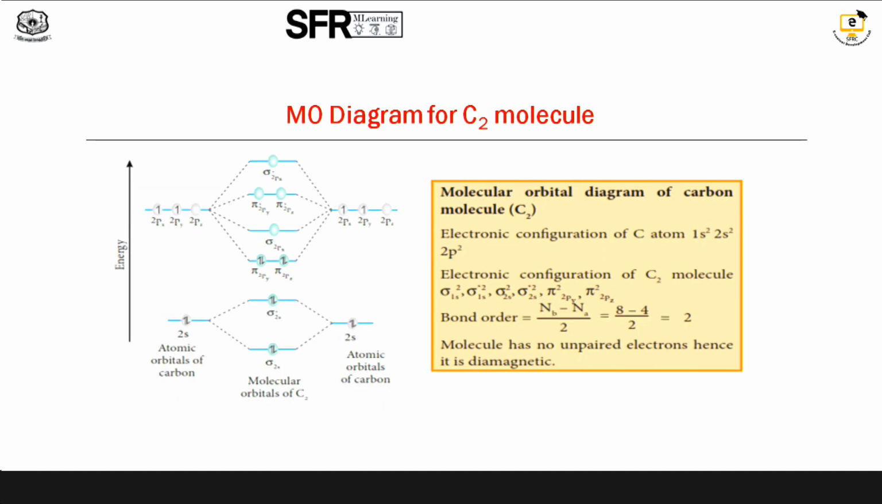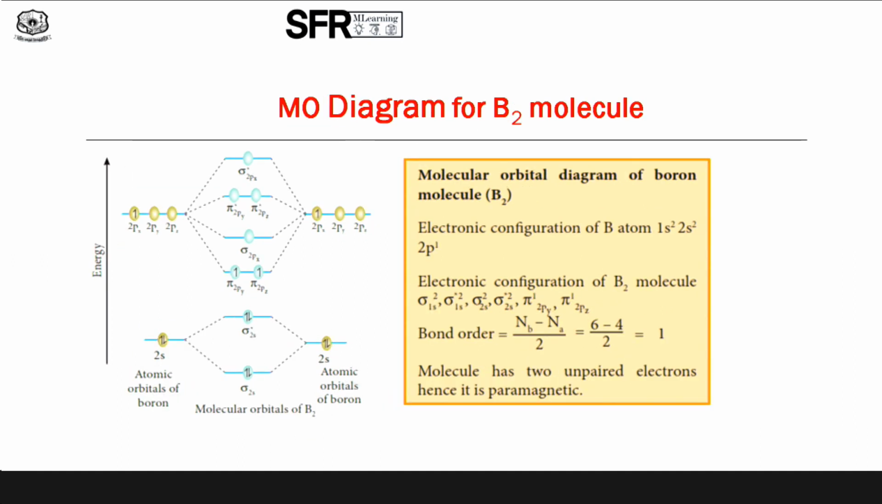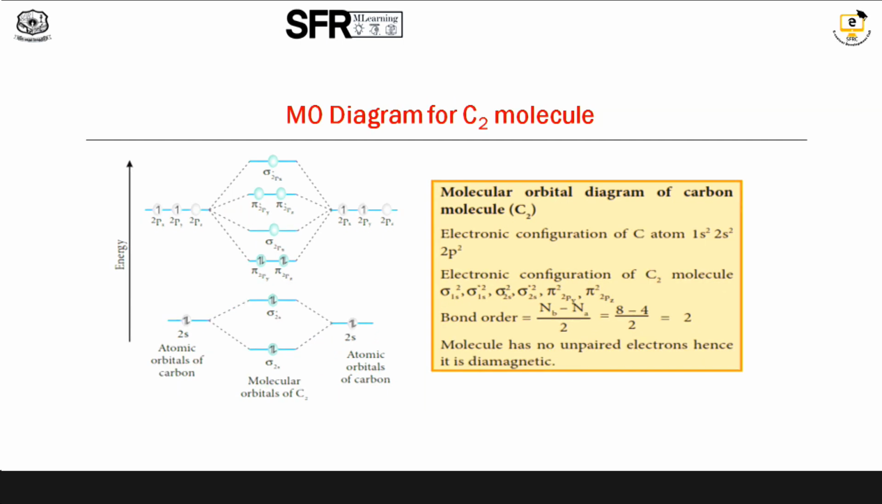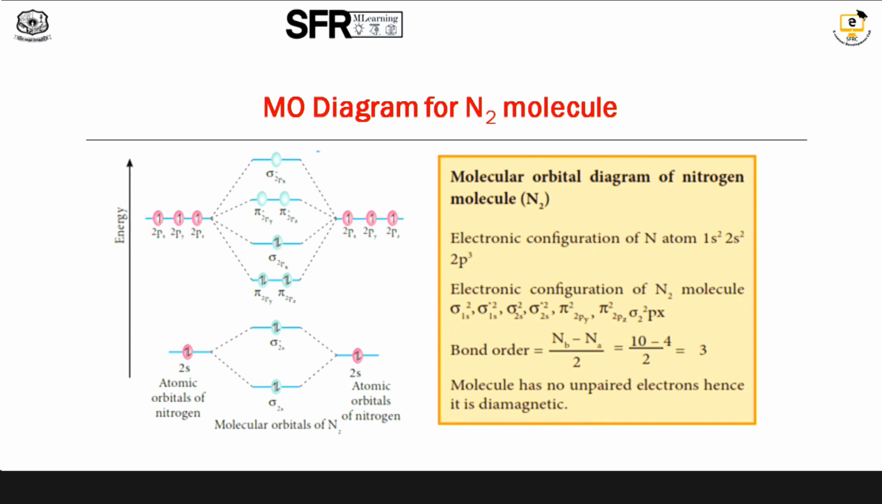Similarly, there is a similarity between the MO diagrams for nitrogen, carbon and boron. In all these molecules, the pi bonding molecular orbital is present at a lower energy level than the sigma 2p bonding molecular orbital. This is the similarity between the boron, carbon and nitrogen molecule MO diagrams.